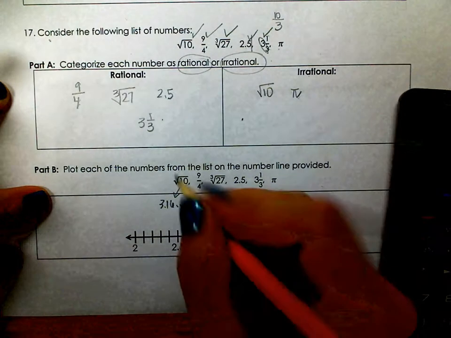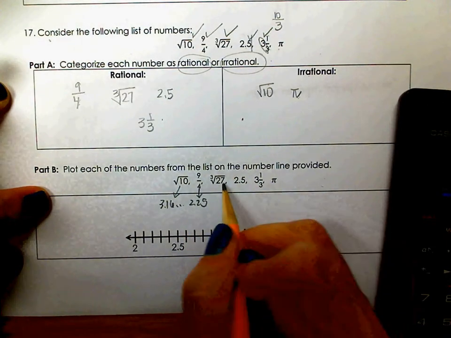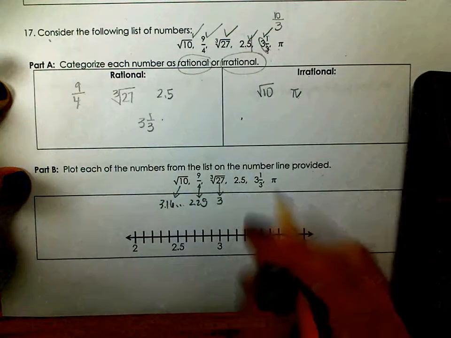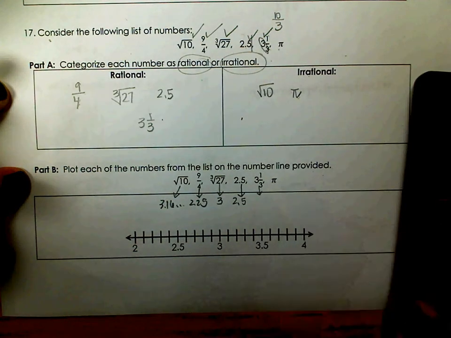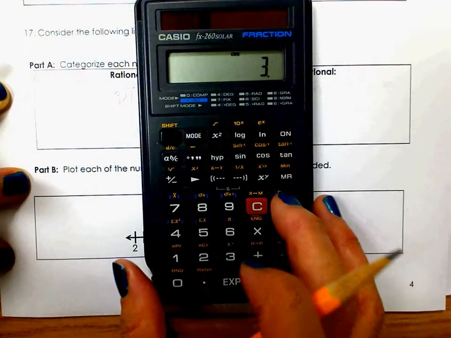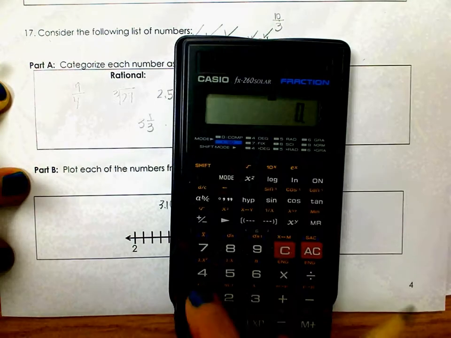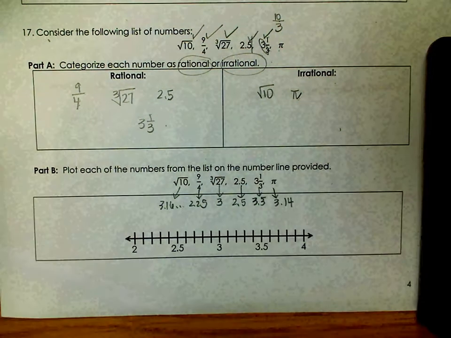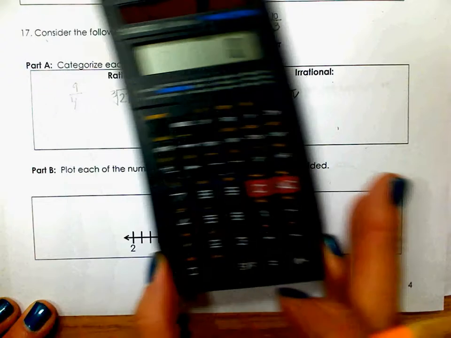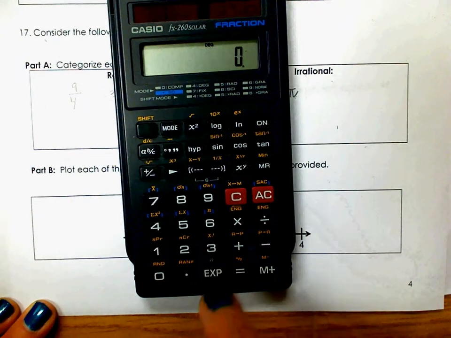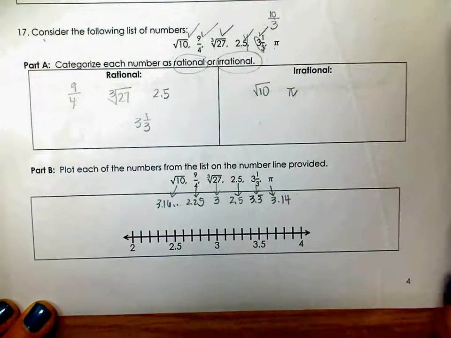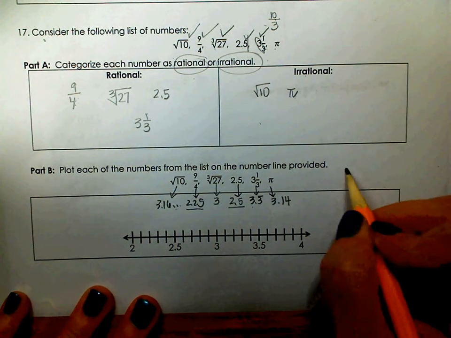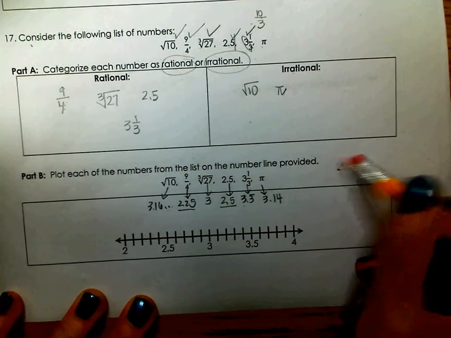Cube root of 27, we already know that's a 3. You could double check it, so 27 shift plus minus. Okay, 2.5 is just a 2.5. 3 and a third. Okay, well we did turn that into an improper fraction, so 10 divided by 3 is 3.3 repeating, and then this is 3.14. Okay, so pi, for those of you that are watching, if you just press the EXP button once by itself, that's your pi. Alright, so let's see, which one's smaller? So we got 2.25 and 2.5. We're not trying to compare, we're just trying to put the numbers on it. I was thinking about ordering them, but that's not what this is asking for.